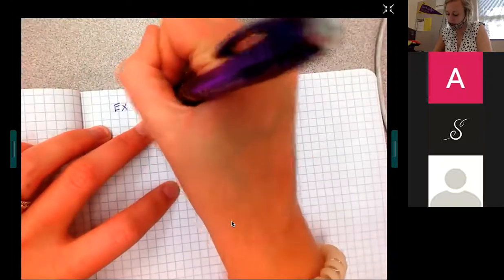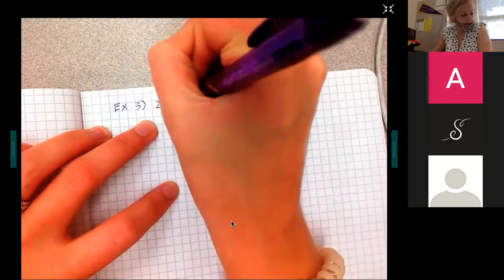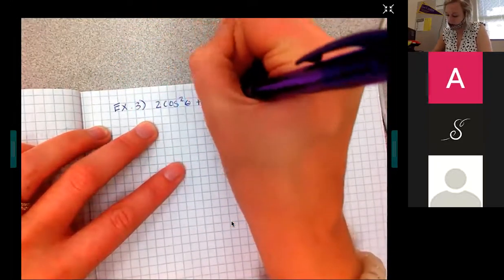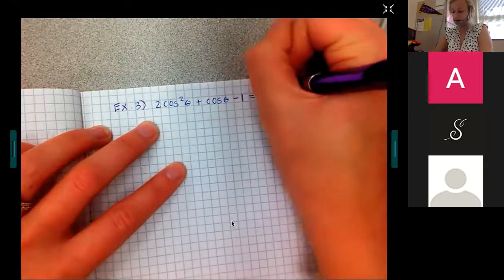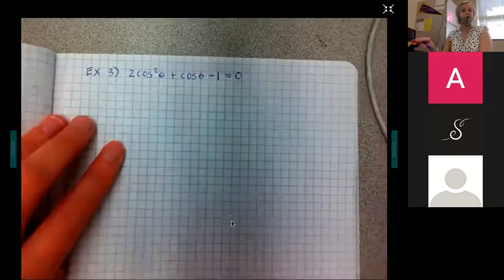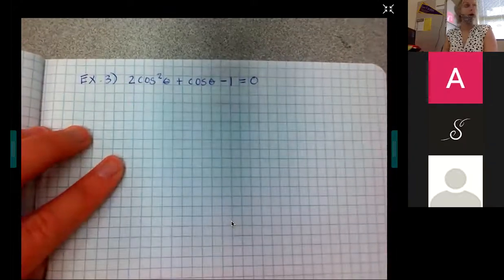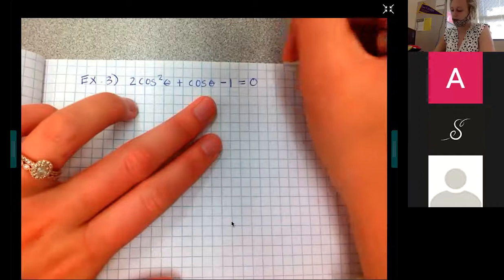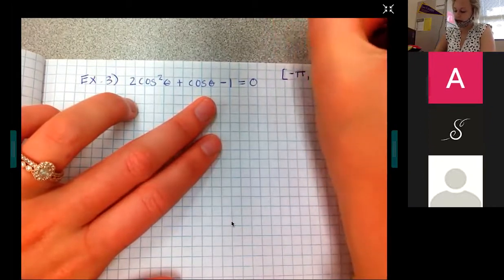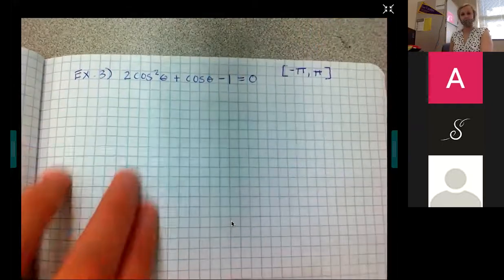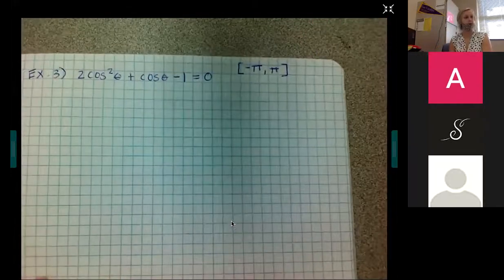Let's do this one first. 2 cosine squared theta plus cosine theta minus 1. This is what we're doing Thursday again too. I'm just gonna step it up on Thursday. Ooh, let's do what Kendall said earlier. Find the solutions on the interval -pi to pi. That way you can practice different intervals.